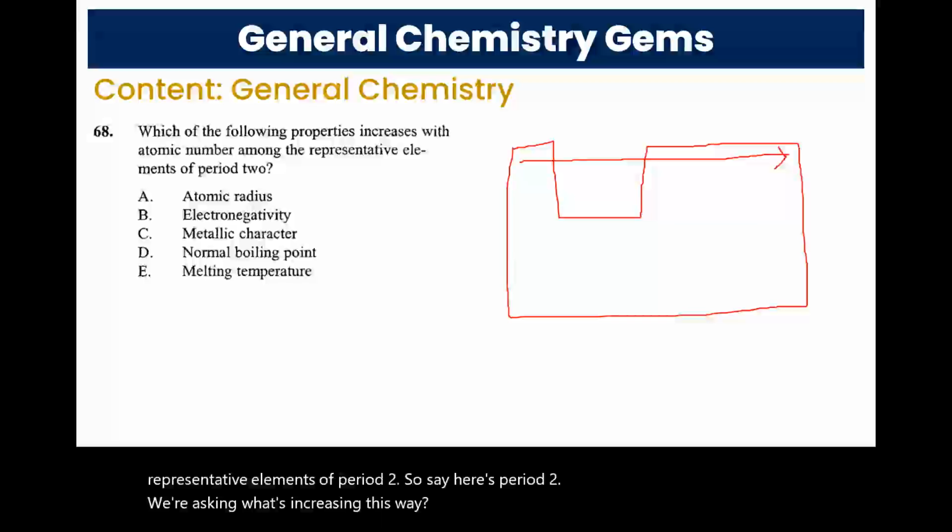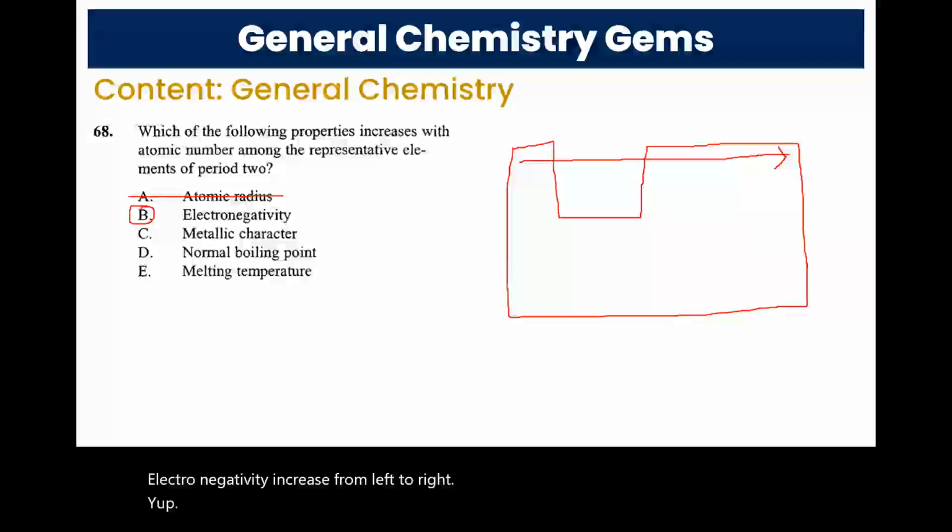We're asking what's increasing this way? So does atomic radius increase from left to right? Nope. Does electronegativity increase from left to right? Yep. Wham. There's our answer. So here's my mnemonic device for this. B-E-A-R.